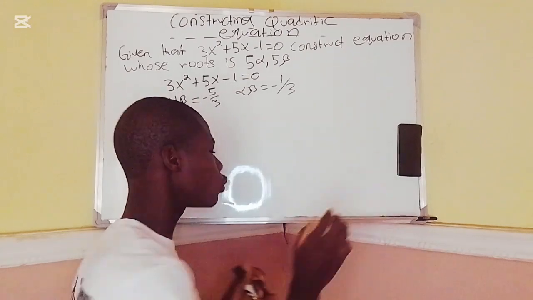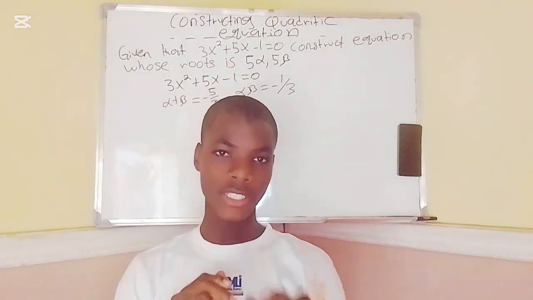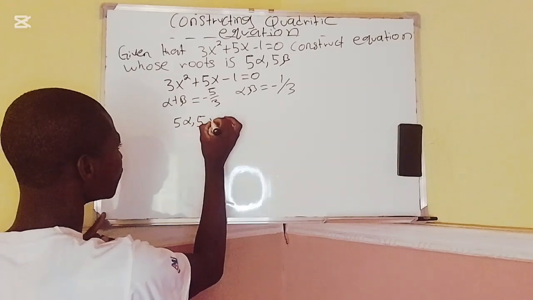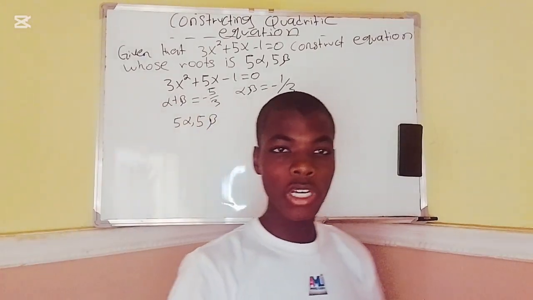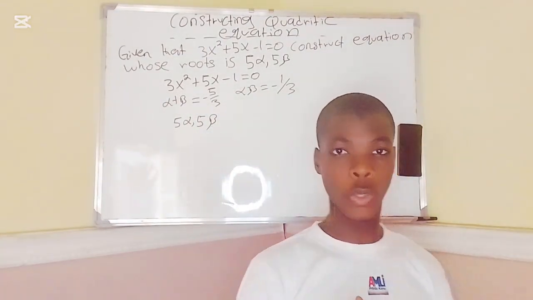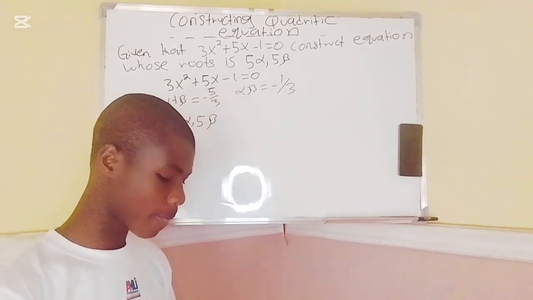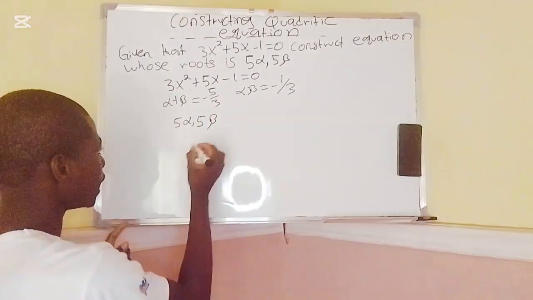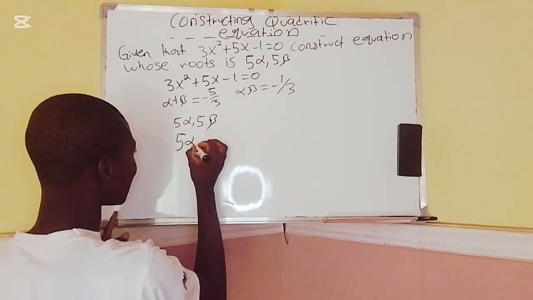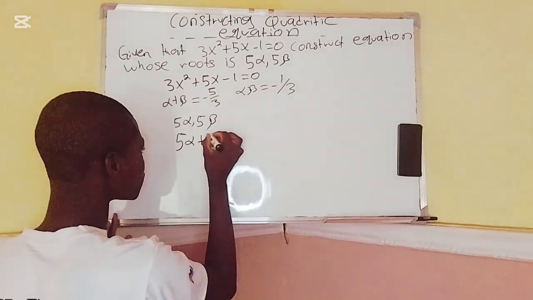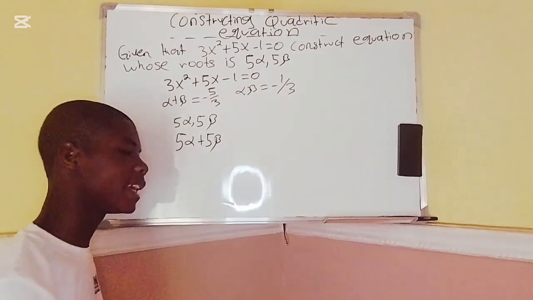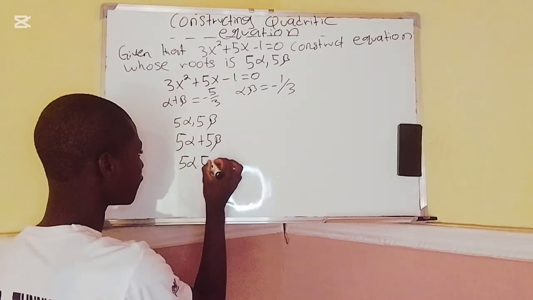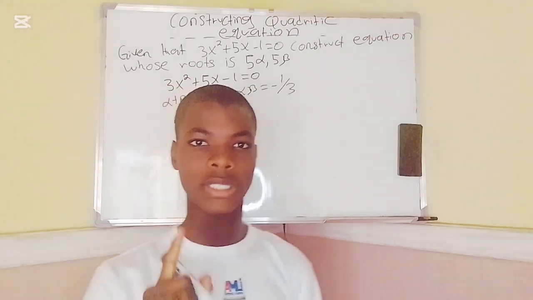The next step is to pick the roots that you are given. These roots, 5 alpha and 5 beta, are given so that we can construct a new equation with them. You have to first express the roots as a sum and a product: 5 alpha plus 5 beta, and 5 alpha times 5 beta.